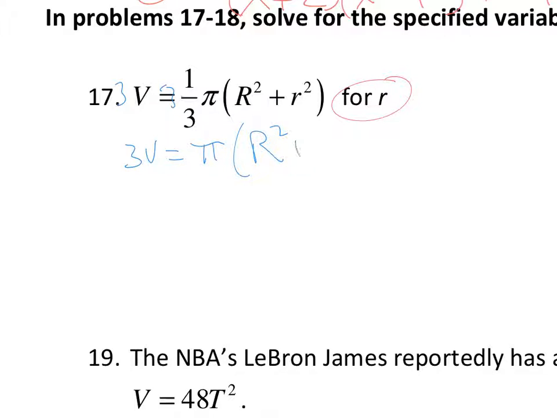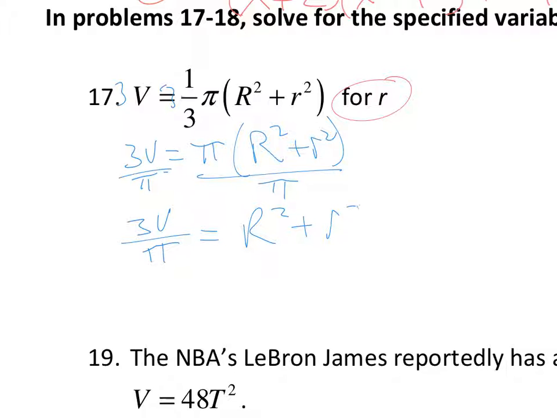Okay, R squared plus little r squared. Let's just work our way down to get that little r squared. So let's divide by pi, get the pi out of there. You could distribute it, but I think that's just going to cause more problems. Let's just divide it. And we got R squared plus little r squared.